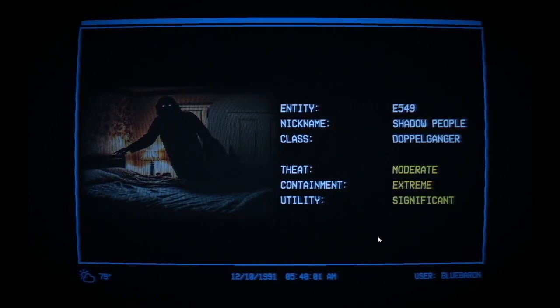The research goal this year is finding out how Shadow People choose their prey, and if this can be influenced. If so, E549 could be used in advanced interrogation techniques.